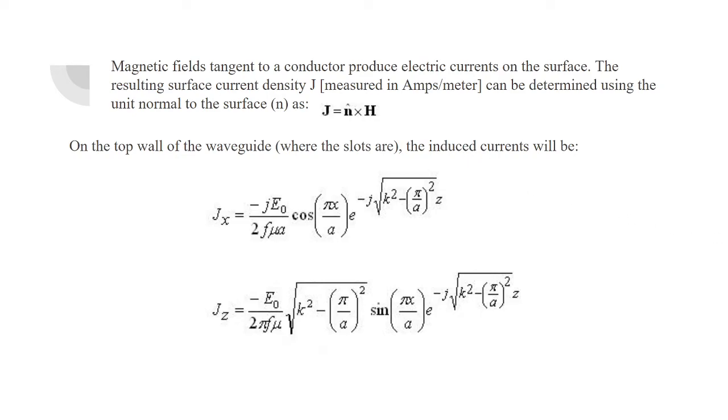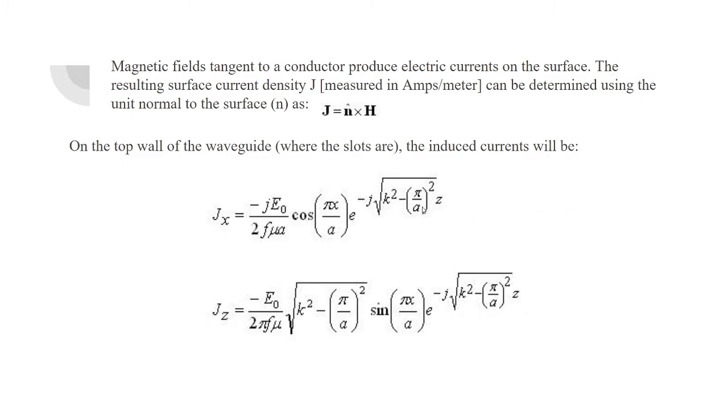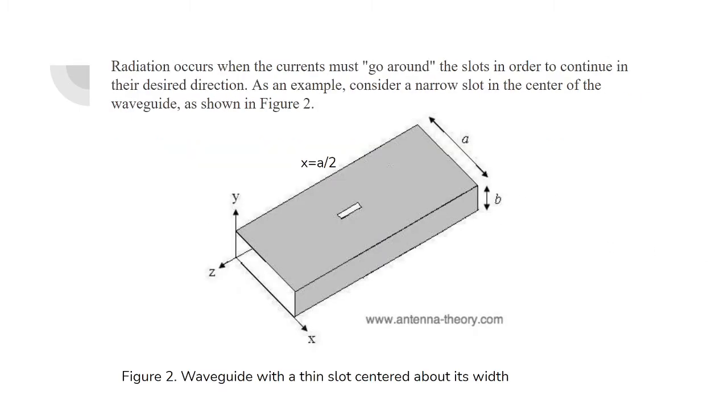On the top wall of the waveguide, where the slots are, the induced currents will be like this. We all know that radiation occurs when the current must go around the slots in order to continue in their desired direction. As an example, consider a narrow slot in the center of the waveguide as shown in figure 2. A waveguide with a thin slot centered about its width.